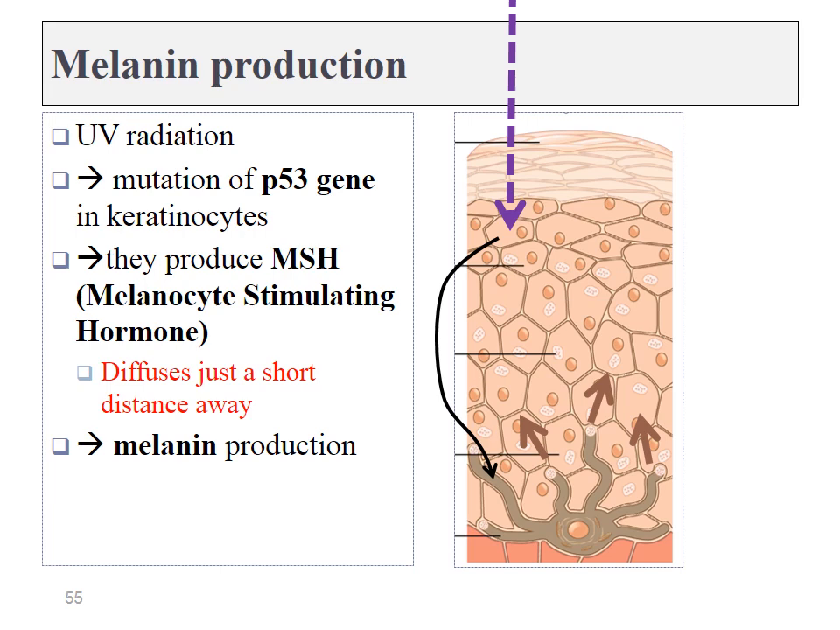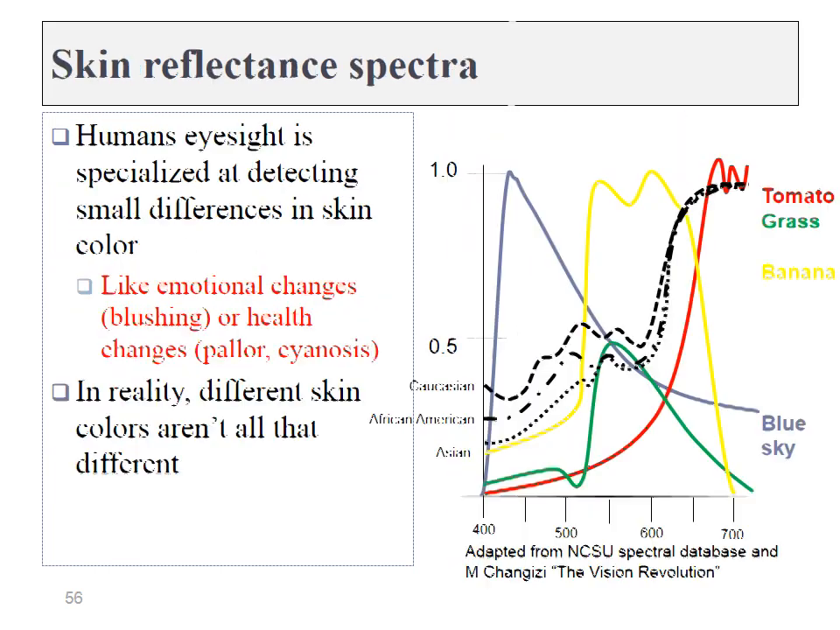If you want to see how far the MSH diffuses, go out and tan and look at your tan lines. They can be very sharp. That shows you just how far the MSH diffuses, not far indeed.